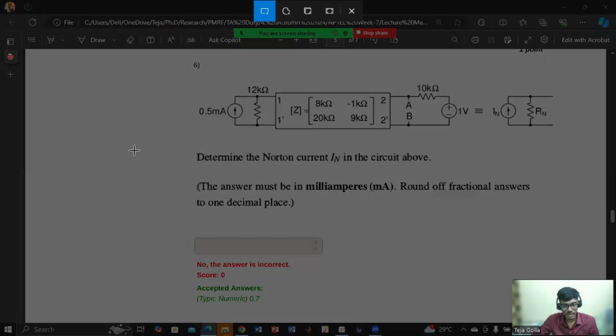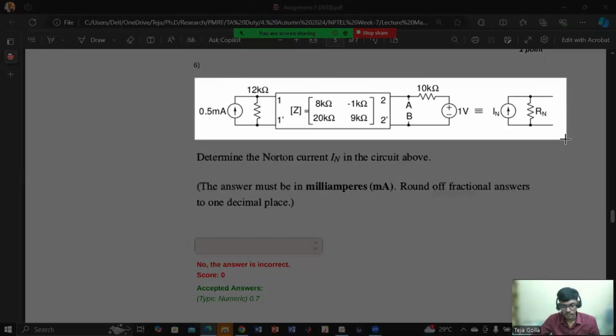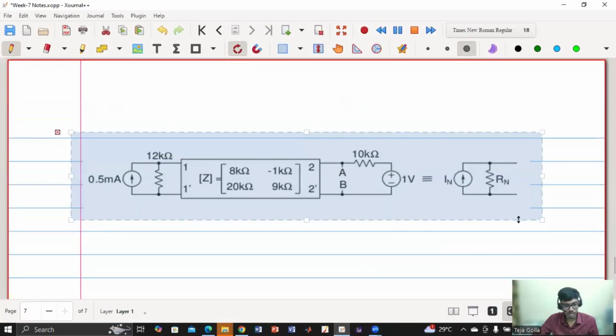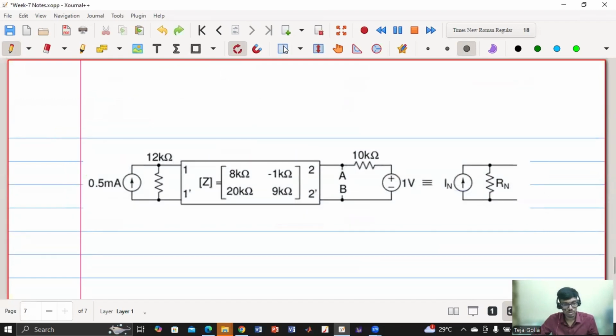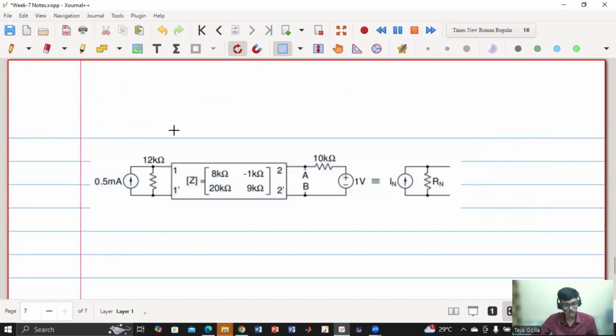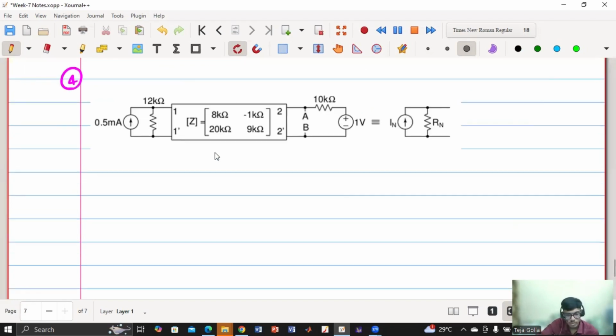So they are asking for Norton current and Norton resistance, but we'll solve. So this will become our problem 4 and 5. This is also a very interesting question. So this becomes our problem number 4. This entire circuit is converted into a Norton current equivalent and Norton resistance, right? So now let us go back to basics. First of all, forget this circuit, okay?